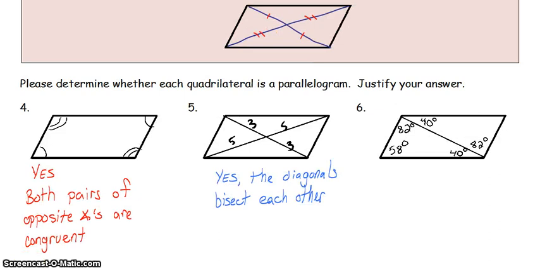Okay, so both 4 and 5 are yes. In number 4, both pairs of opposite angles are congruent. And in number 5, the diagonals bisect each other. Number 6 is a much trickier problem.